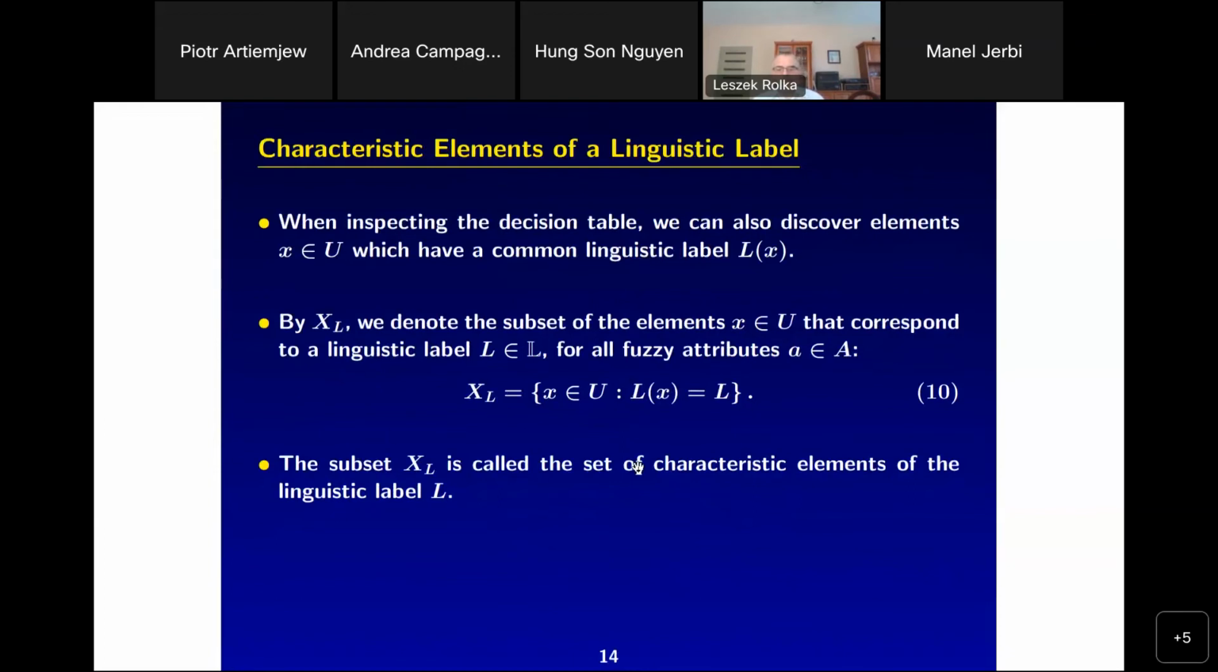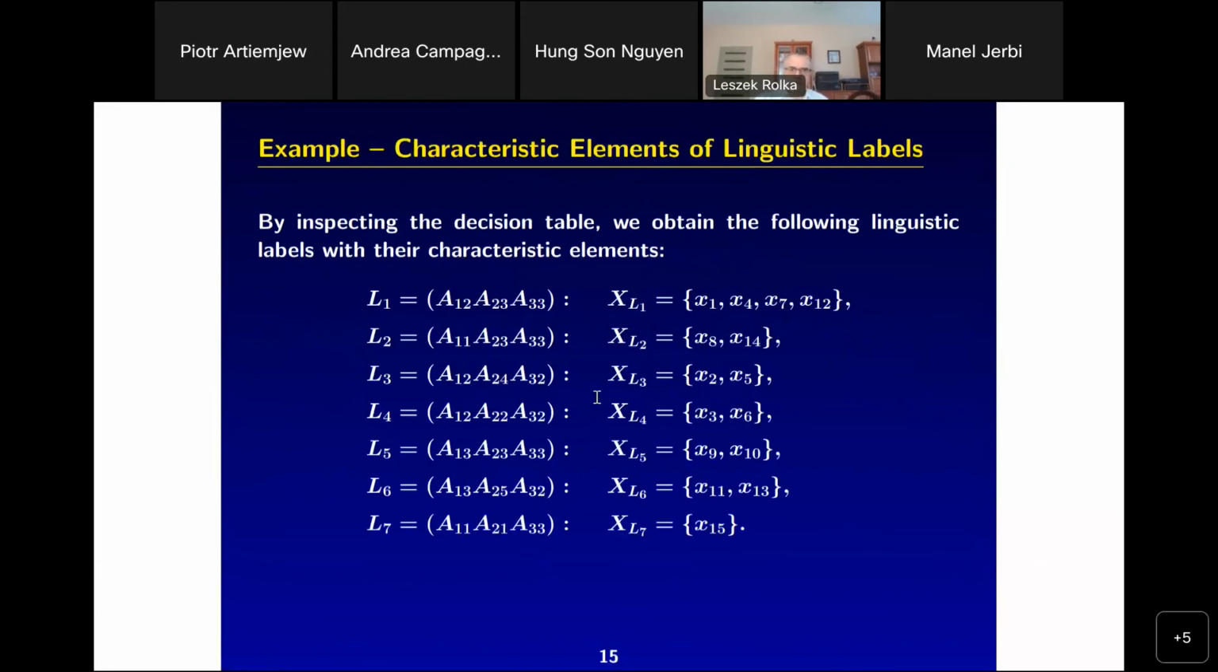Our goal is to discover elements of the universe that share common linguistic labels. We denote by XL a subset of such elements of the universe that correspond to the same linguistic label L. This way we get a subset of elements which will be called the set of characteristic elements of the linguistic label L. We return to our example, and after inspecting the decision table, we discover that we have 7 linguistic labels here, and there are 5 similar alternatives which have the same linguistic label L1, and only one alternative has the label L7.